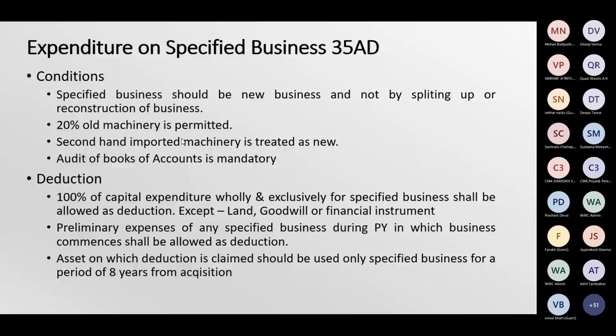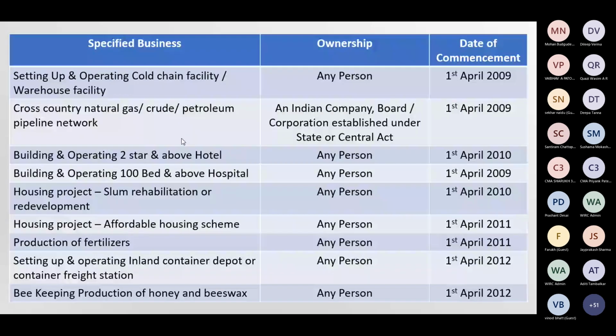Now, as I said, various businesses are on the agenda of the government, and accordingly they keep on adding various businesses. So at present, the businesses which are available under 35AD are cold chain facility or warehousing facility. This is from 1st of April 2009. Again, specifically, I have added that column for ownership so that you will come to know the importance of constitution.